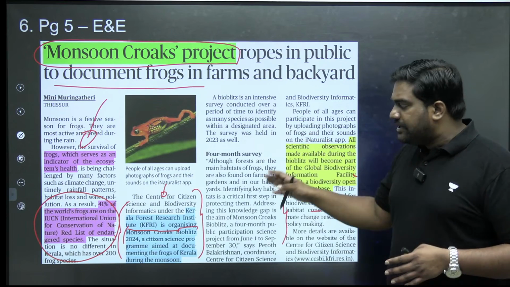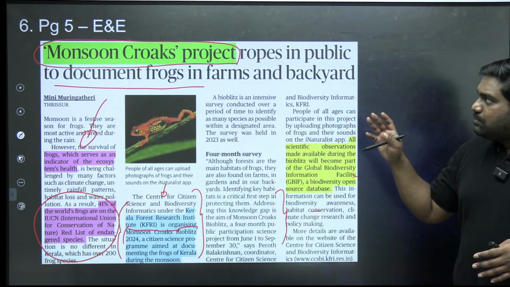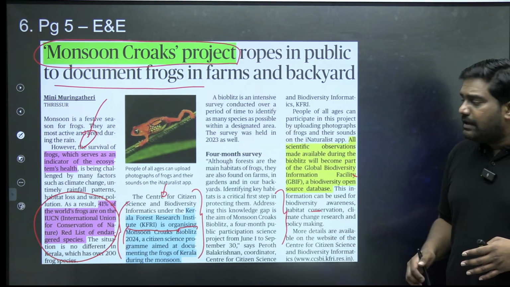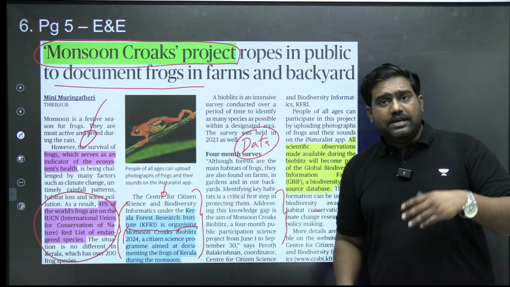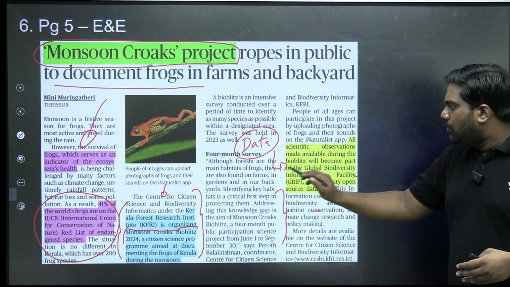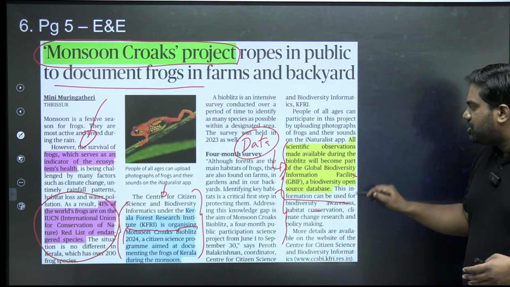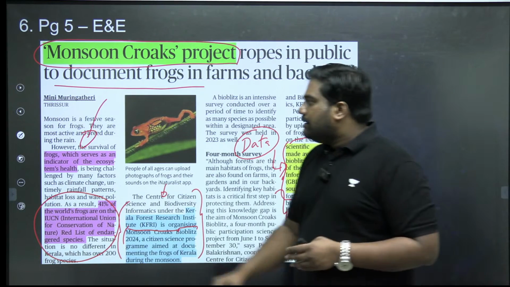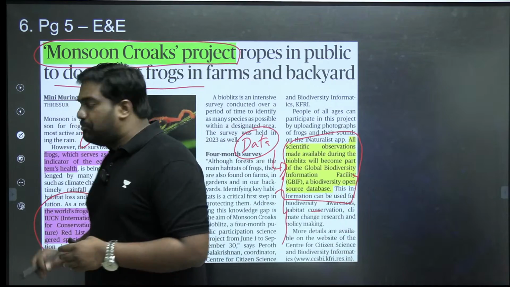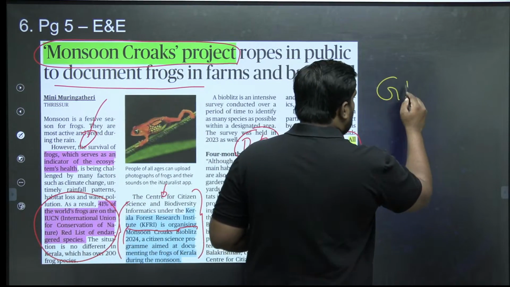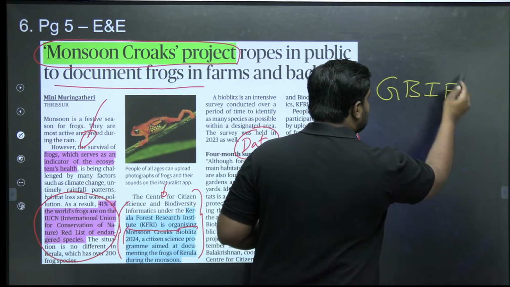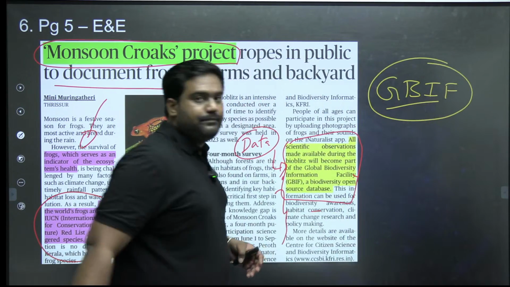So this BioBlitz, called Monsoon Croaks BioBlitz, is being conducted in Kerala, and the data collected will be shared with the Global Biodiversity Information Facility. Please write this down. This is another important point. The data will be shared with the Global Biodiversity Information Facility, GBIF.